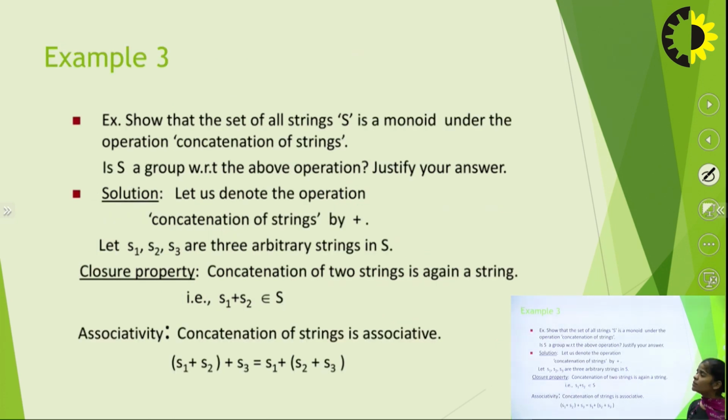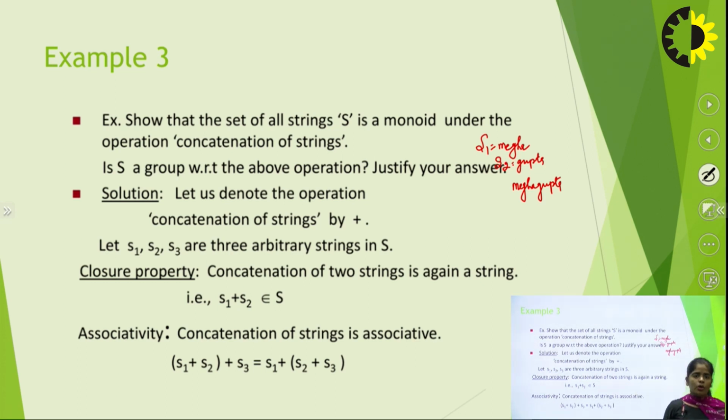Now come to example number 3, that is show that the set of strings is a monoid under the operation of concatenation of strings. Basically concatenation means combining two strings, like one string is Megha, right? And second string is Gupta. So concatenation means it will print Megha Gupta. This is concatenation.